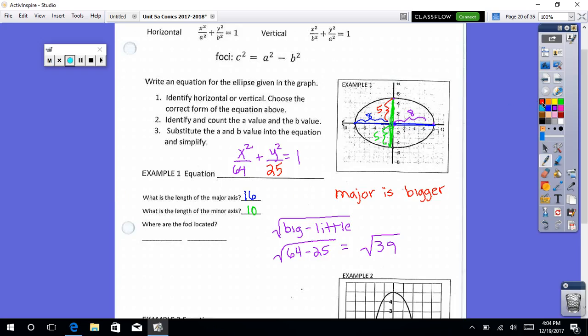Our foci are actually points that are right here along the major axis. Foci are always on the major axis. So that means it's going to have an x value of whatever this is, and a y value of 0, because we're not going up or down anywhere. We are going to be along that axis. So we'll have one there, which is the positive square root of 39, and then the exact opposite.